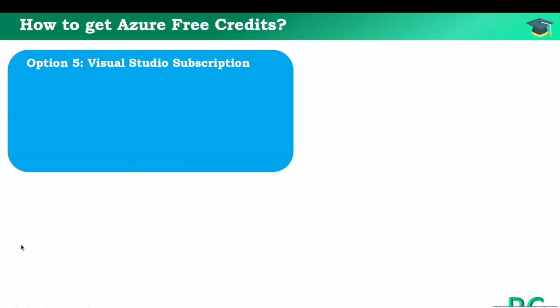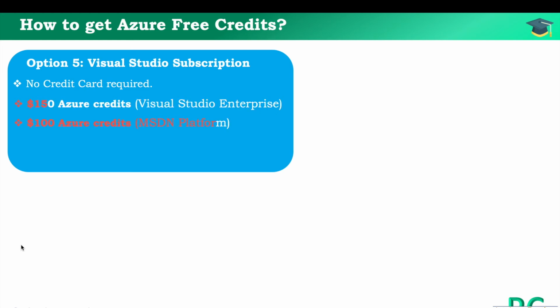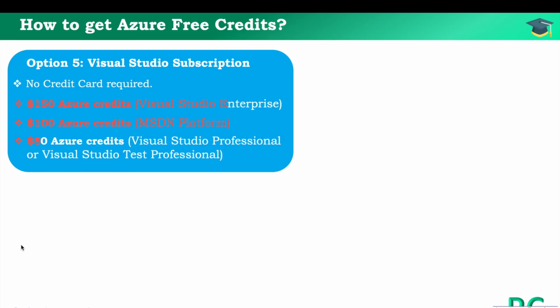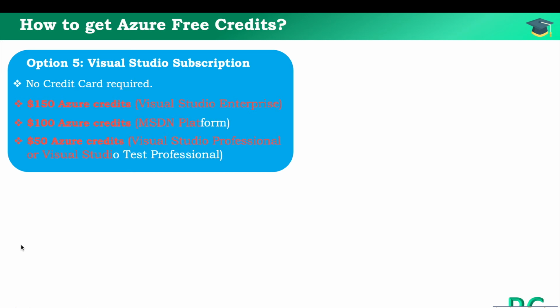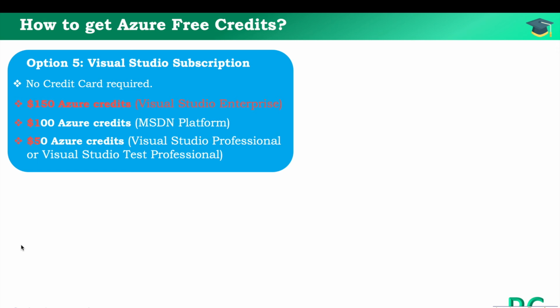Moving to option 5, if you already have a Visual Studio subscription. In that case, since you already have a subscription, you really do not need a credit card to open your Azure account, and based on your Visual Studio license, you will get the free credit. If you have Visual Studio Enterprise version, you are eligible for $150 of Azure credit. If you have MSDN platform, in that case you will get $100 of Azure credit. But if you have Visual Studio Professional or Visual Studio Test Professional license, then you will get $50 Azure credit.